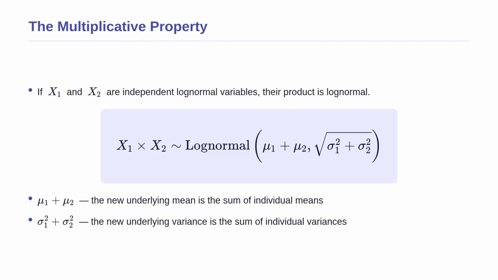If x1 and x2 are independent log normal variables, their product is a brand new log normal variable. The new underlying mean is simply the sum of the individual underlying means. Similarly, the new underlying variance is the sum of the individual variances, which is exactly why we take the square root of that sum to find the new standard deviation. This elegant property allows us to easily model complex compounding processes over time, making the log normal distribution incredibly powerful for real-world applications.